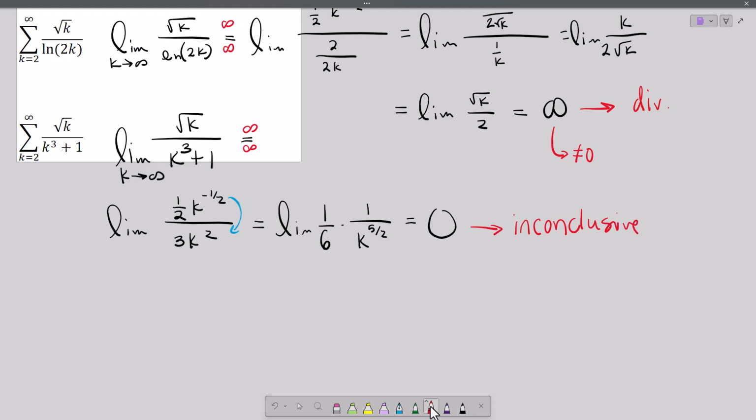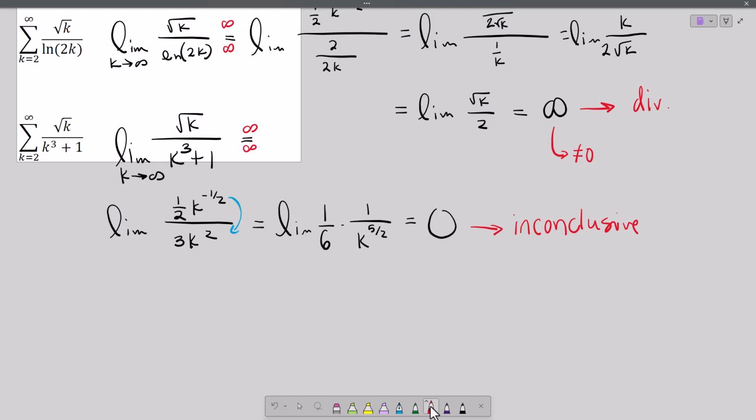Inconclusive. All right, so it says it might converge or it might diverge. We don't know. We have to go do a test. I think that's a negative half, but I don't know, never mind. We're good. It doesn't matter anyway.